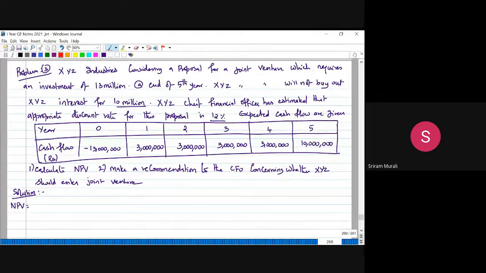XYZ joint venture will buy out XYZ's interest for 10 million. The chief financial officer of XYZ estimated the discount rate is 12%. The expected average cash flows are given. So we want to compute this NPV. This NPV is minus 13 million plus first year cash flow of 3 lakh divided by, what is the discount rate?